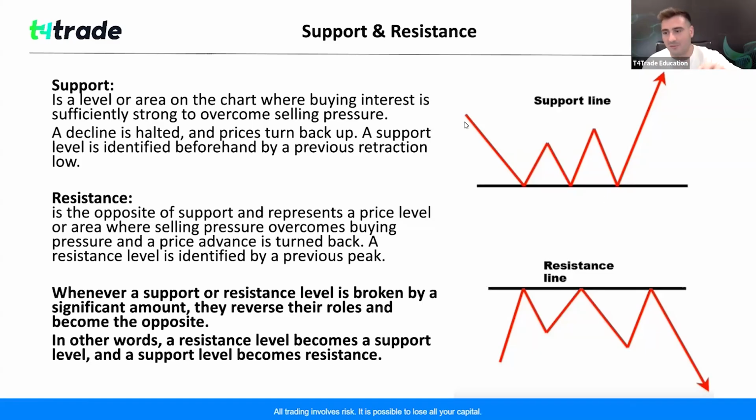Okay, so enough about me blabbering. Let's move on back to the point. So support level is a level on the chart where buying interest is sufficiently strong to overcome selling pressure. Okay, so when a decline is halted and prices are turning back up multiple times, a support level is identified and drawn, and this can be done beforehand by using a previous retraction lower, or if you see the price action just bouncing constantly from that level, you mark that as support level.